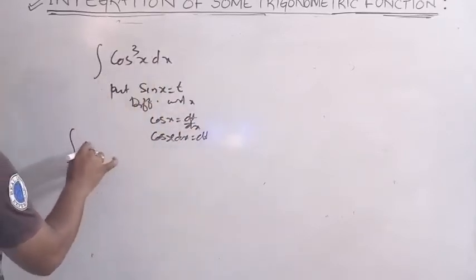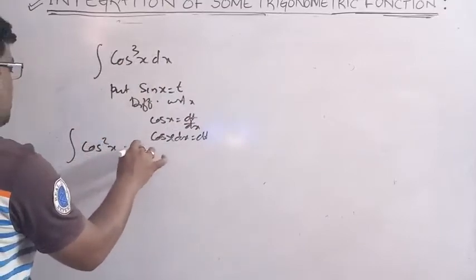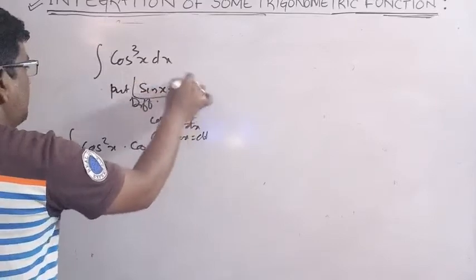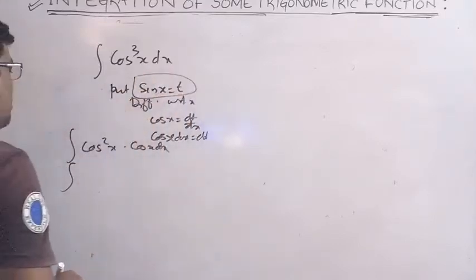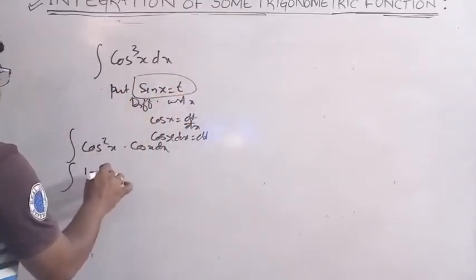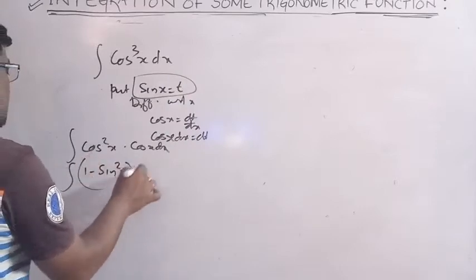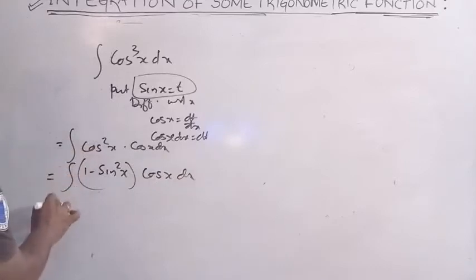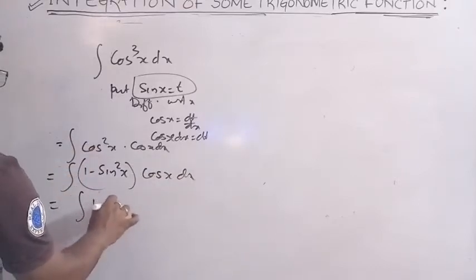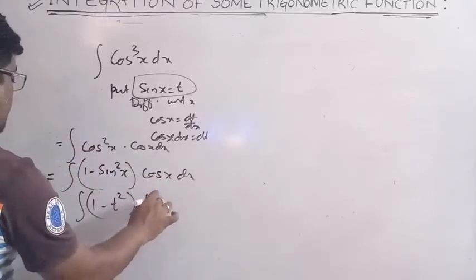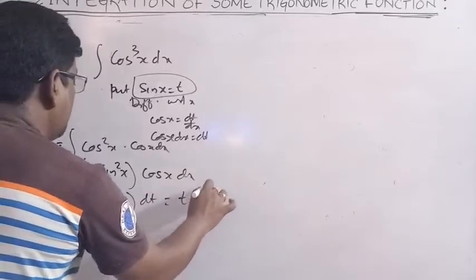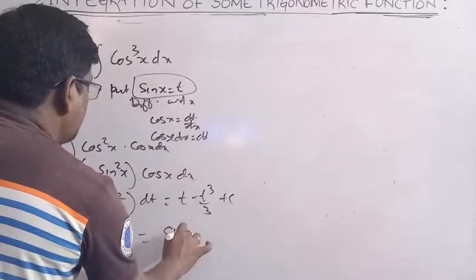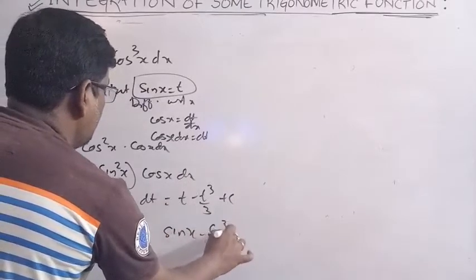This is cos square x, and it is cos x dx. So transform cos square x in terms of sin: 1 minus sin square x into cos x dx. This is equal to 1 minus t square dt, so this is t minus t cube by 3 plus c. T means sin x, so sin x minus sin cube x by 3 plus c.